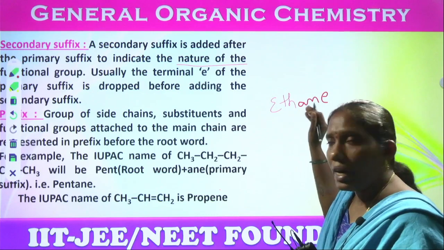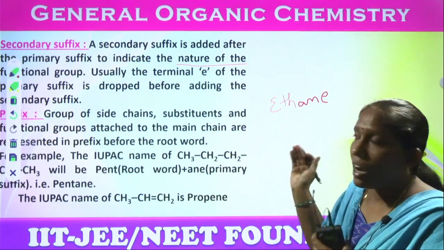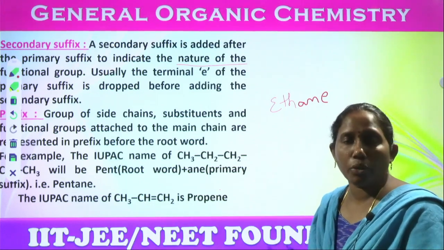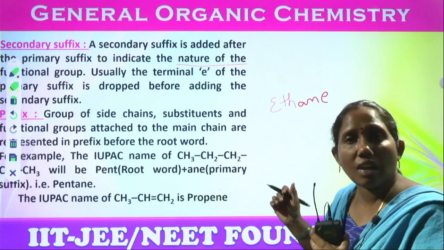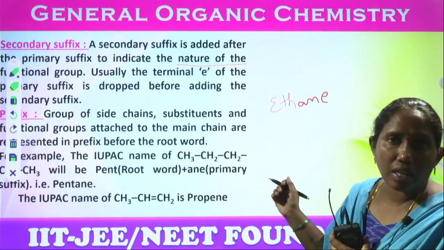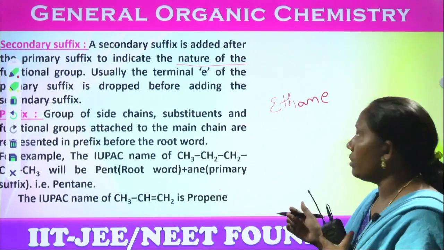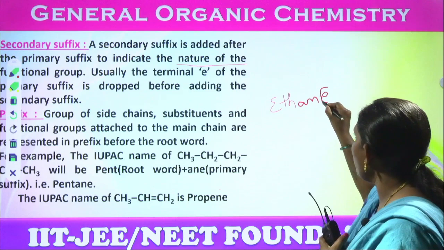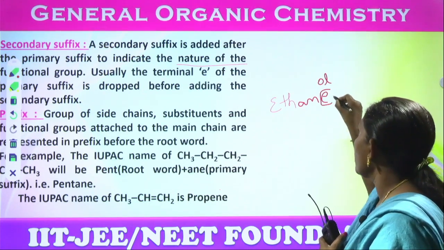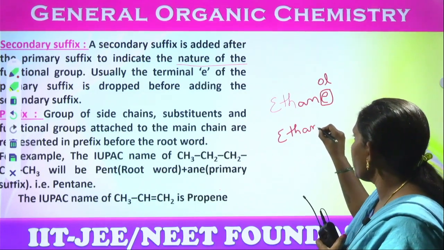Root word and primary suffix is ethane. But some alcohol-like functional group is there in the given organic compound. That alcohol's suffix we have to write as ol. Ol is a suffix representation for alcohol. So what we have to do, I have to remove this e and in that place I have to write ol. Then the compound name will be ethanol.